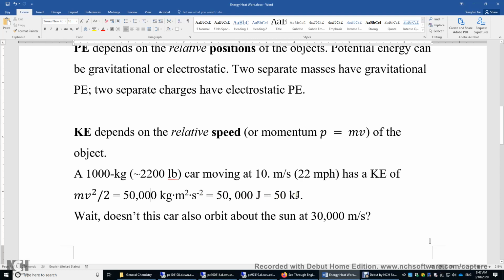But wait, doesn't this car also orbit about the sun at 30,000 meters per second? It's true. The Earth orbits about the sun at 30,000 meters per second. Therefore, the car is also orbiting about the sun. However, in science, we usually use the non-moving ground of the Earth as the zero reference. Therefore, we can do this simpler calculation to get the kinetic energy of the car relative to Earth.